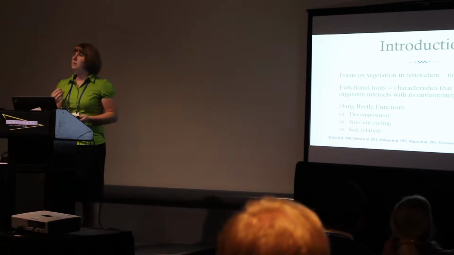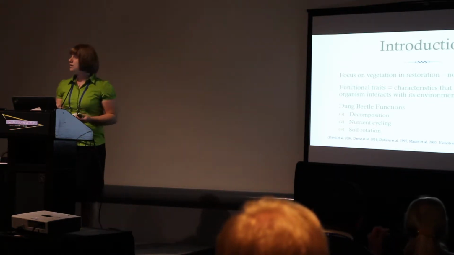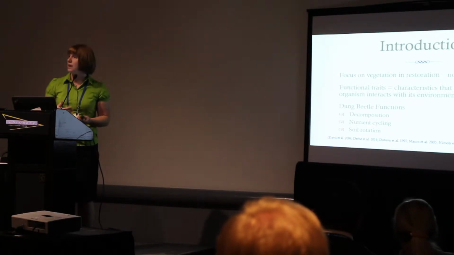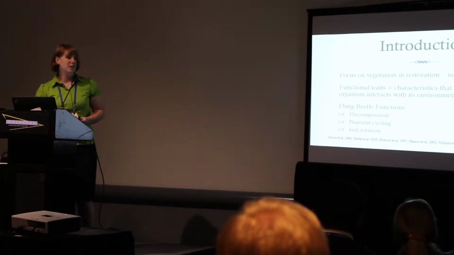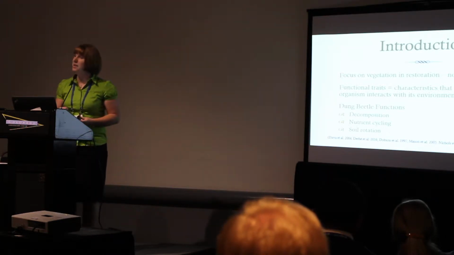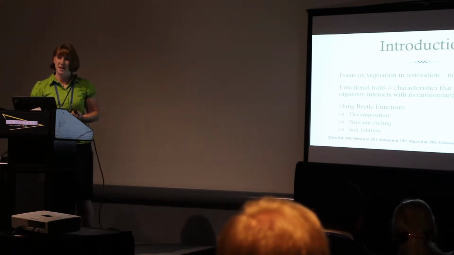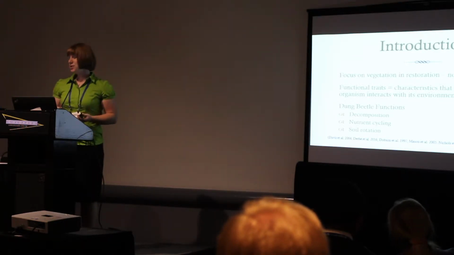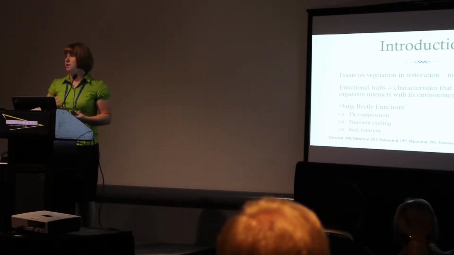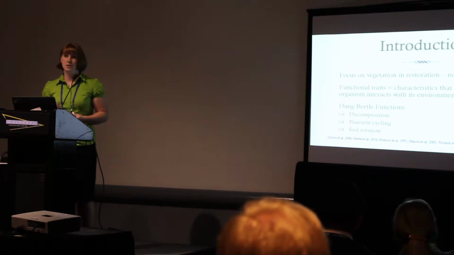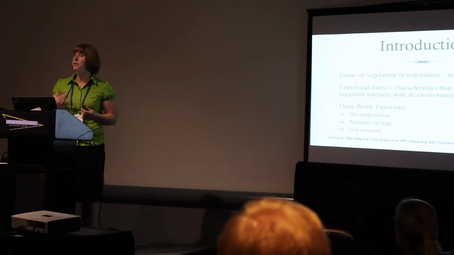One way to do that is by using a functional trait perspective. Functional traits are characteristics of organisms that allow them to interact with their environment and perform certain ecosystem functions. Ecosystem functions of the dung beetle groups that I'm looking at include decomposition, nutrient cycling, and soil rotation. Some of the functional traits that allow them to perform these functions include body size, which I'm measuring using dry biomass, and also some other morphological traits, and behavioral functional traits, like the behavioral guilds to which they belong.